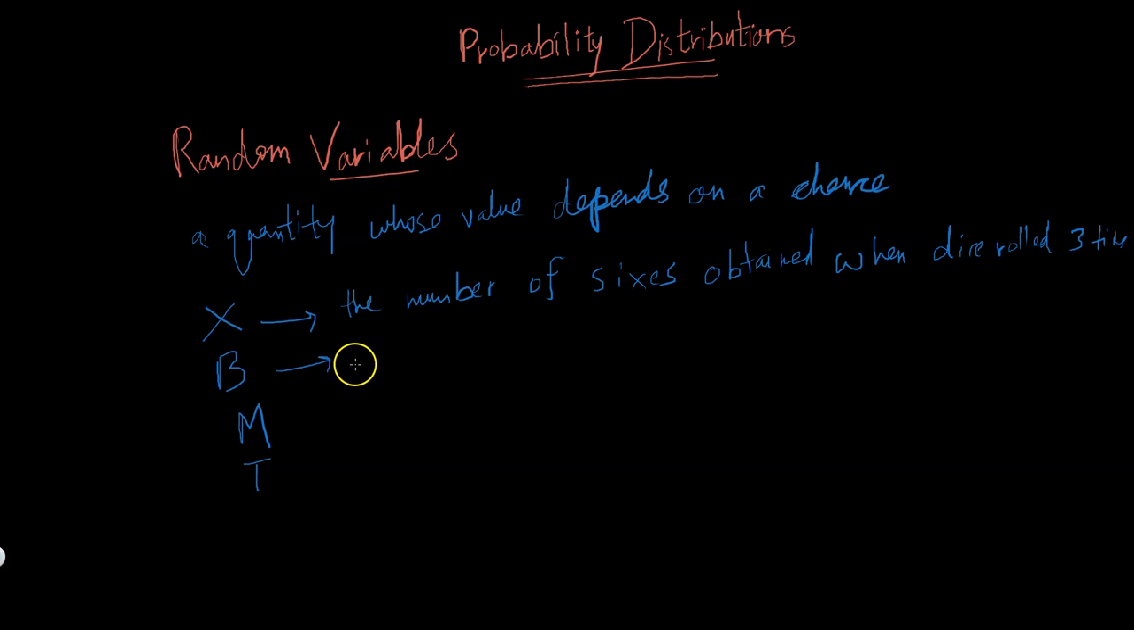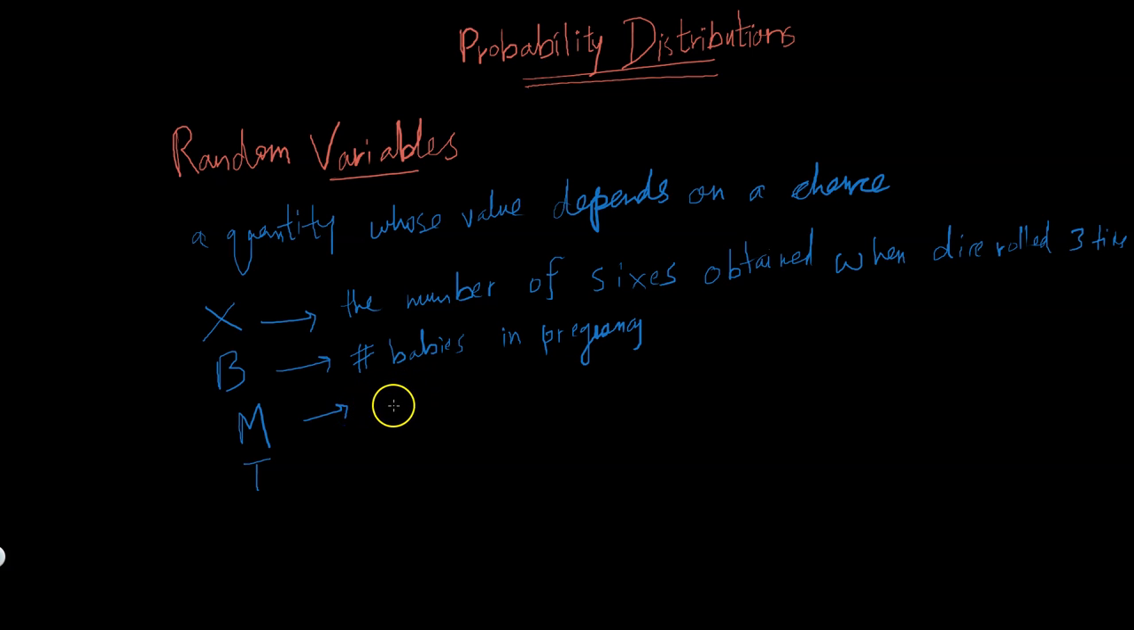Let's say what capital B is. It's the number of babies in a pregnancy. So I'm just going to write it short here: number of babies in pregnancy. Okay, you can have 1 baby, you can have 2 babies, you can have twins, which is 2, or whatever. You can have 3 babies, right?